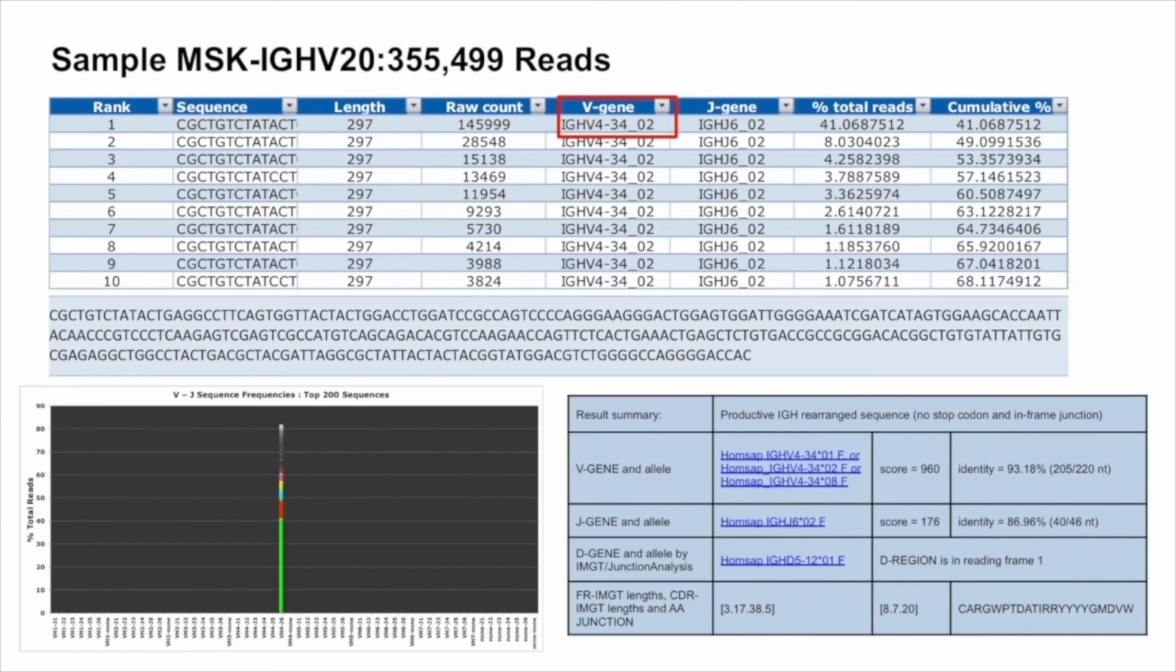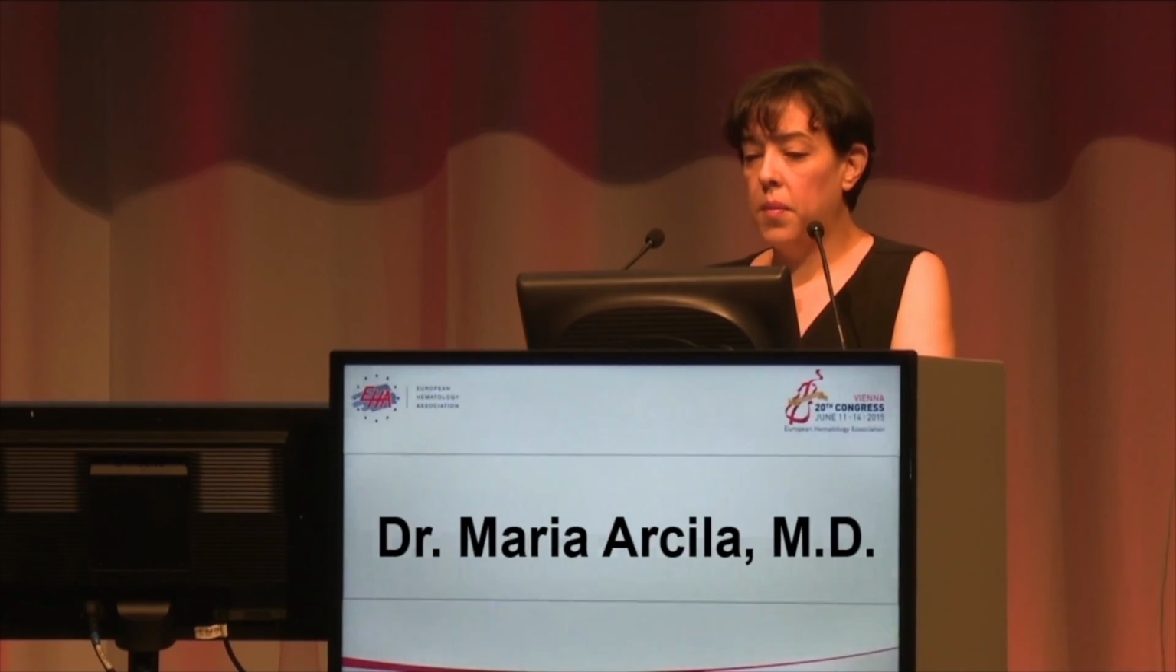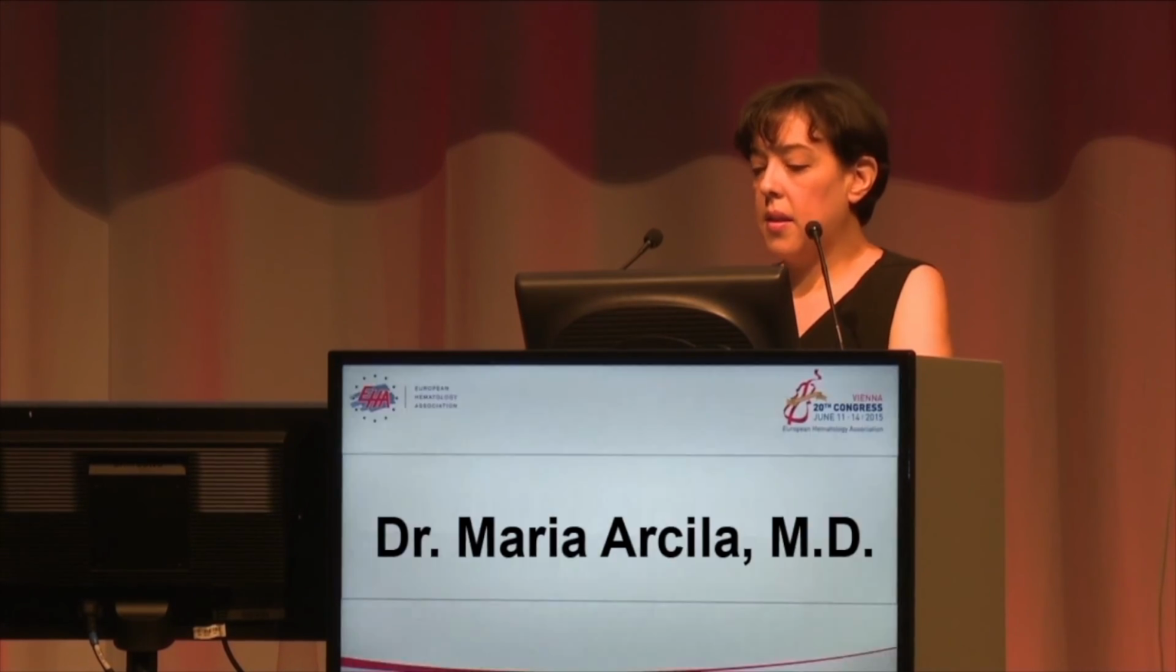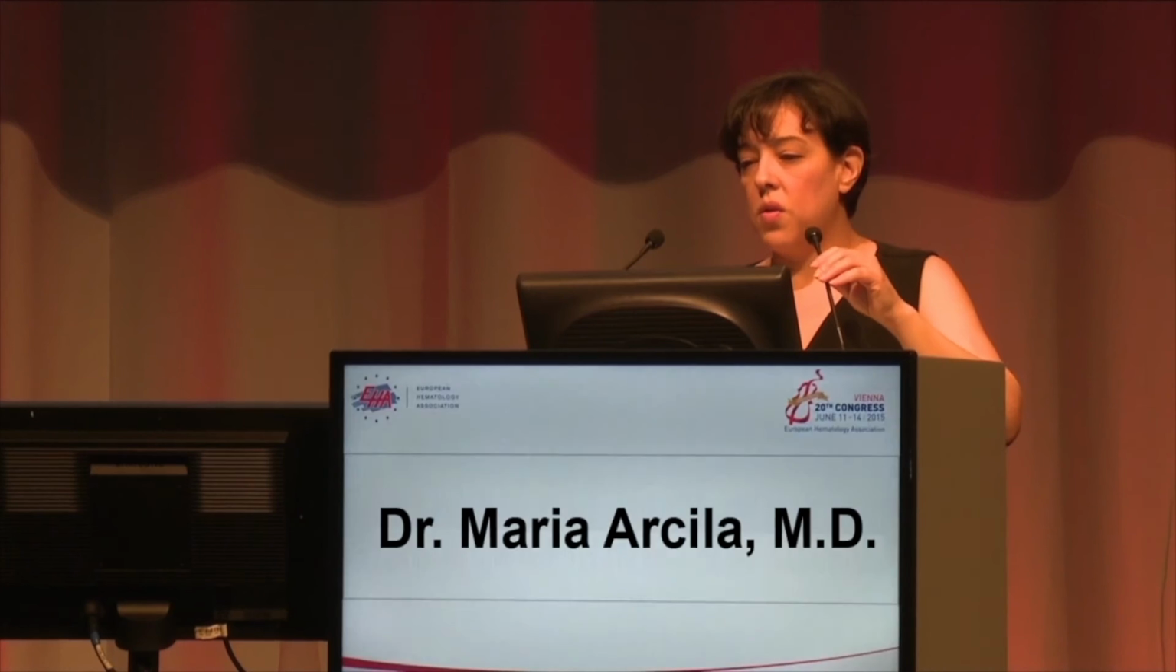In this case, it is 93%, so about 7%, which would be more than the 2% that is expected for you to be able to call somatic hypermutation. So this is a hypermutated case, which also happens to have this V4-34 usage, which is associated with a very indolent behavior for CLL. On the other hand, you have this case that is not mutated. It's a 100% sequence identity with germline. And this also happens to have a V3-21 usage, which is associated with very aggressive disease, which is independent of the IGHV mutation status.